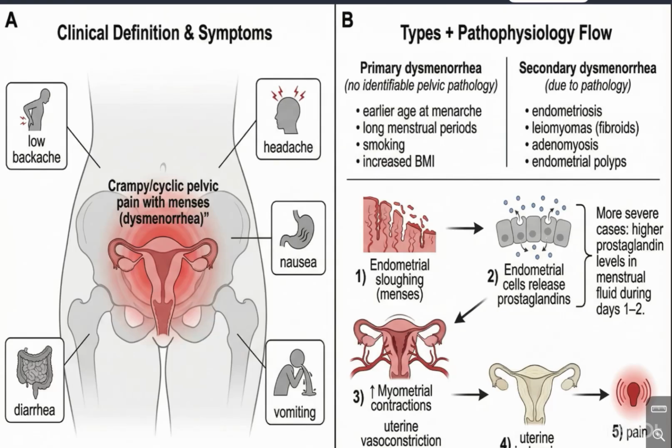Hello everyone, today I will talk about dysmenorrhea. Dysmenorrhea is actually a cyclic pain that is associated with every cycle. There is a group of symptoms that come each cycle, and this group of symptoms we call dysmenorrhea. That includes low backache, headache, diarrhea, nausea, and it could also be associated with vomiting.